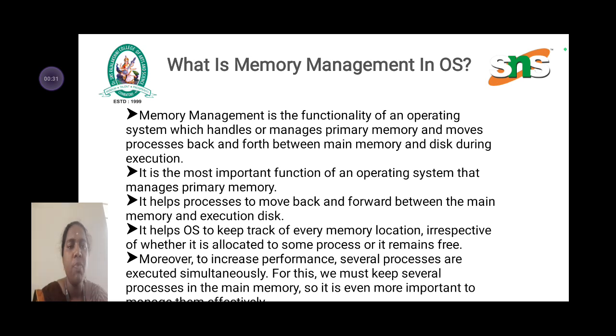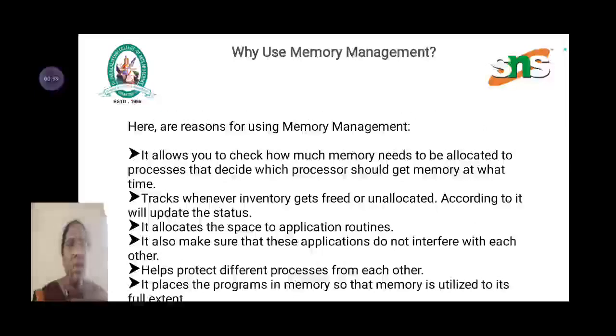It is one of the most important functions of an operating system that manages primary memory. It helps processes to move back and forth between the main memory and the execution disk. It helps the operating system to keep track of every memory location, irrespective of whether it is allocated to some process or remains free. Moreover, to increase performance, several processes are executed simultaneously.